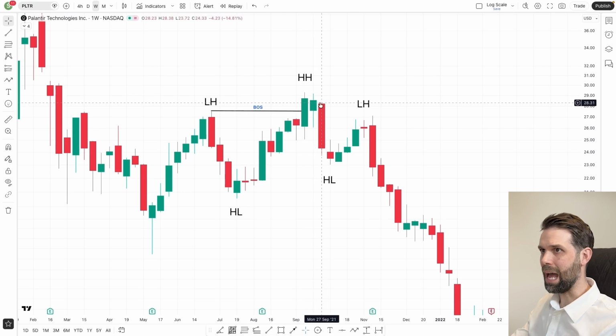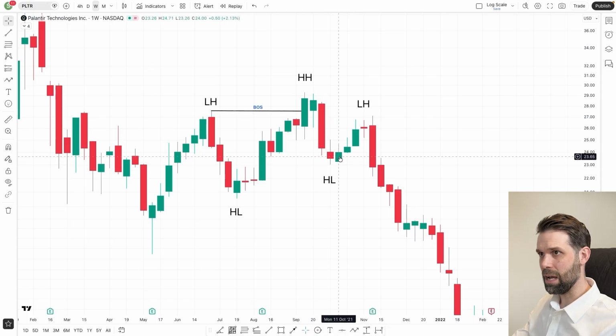But what happens here is a few weeks later, so this is a weekly chart. We have a bearish candle, which is fine. We make a higher low.